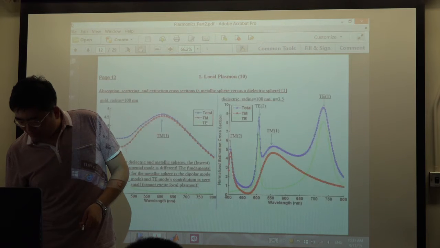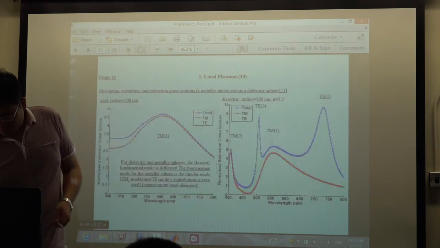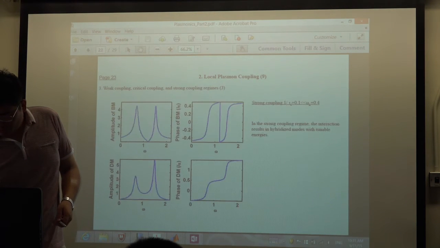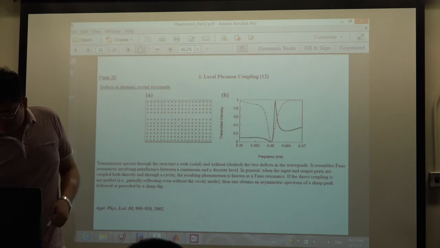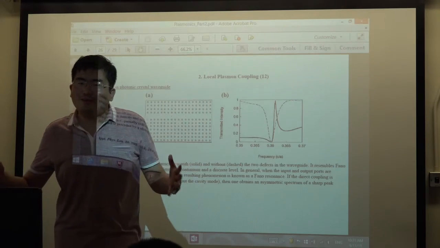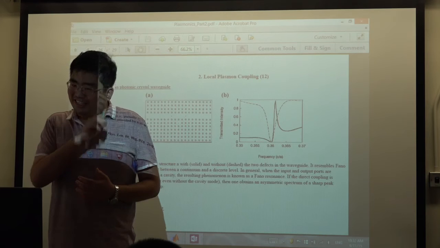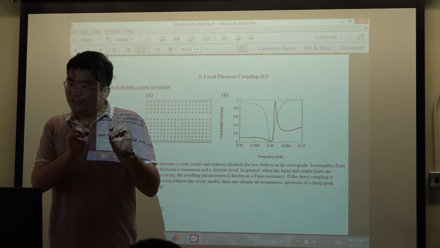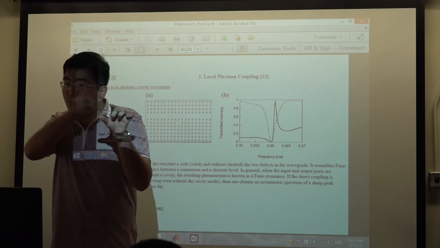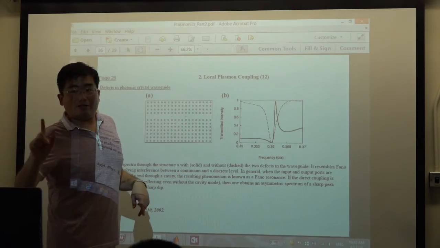Why is the continuum perfect when I remove the two defects? It has something like this, not so Fano resonance. When you use coupled mode theory and derive it, this is the case. You analyze this and find it's similar to the previous case. If you do not introduce this, the interference is not enough.